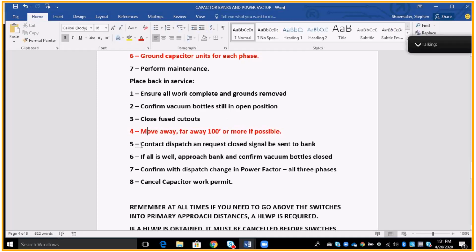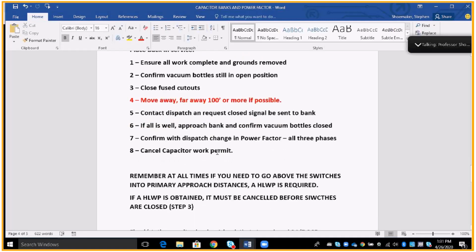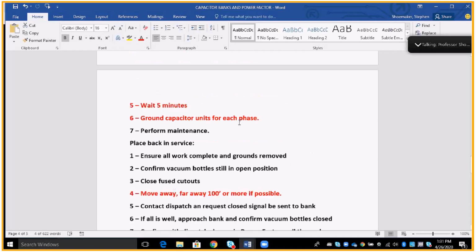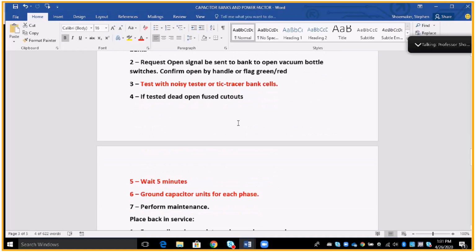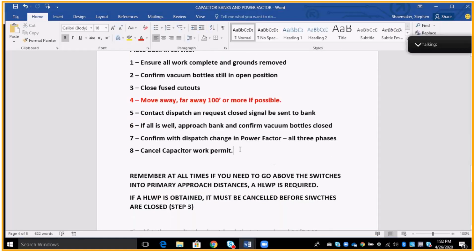So you contacted the dispatch, and you got the close signal sent to the bank. If all is well, approach the bank and confirm the vacuum bottle is closed. That's just a nice thing for you to do. You give it about a minute or two after it's been closed. Confirm with dispatch the change in power factor. If they have not told you, ask, did you see a power factor change on all three phases? You call your dispatch and he's going to say, yes, I did. Good to go, and you cancel your capacitor work permit. You're finished. So you want to put this back to automatic operation. That's it, guys. That's one, the efficient way, and two, the safe way to be working on capacitor work permits.